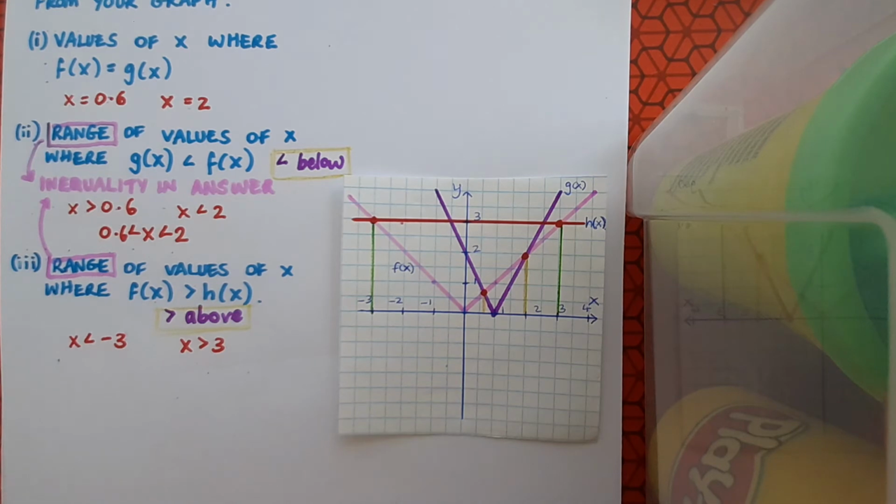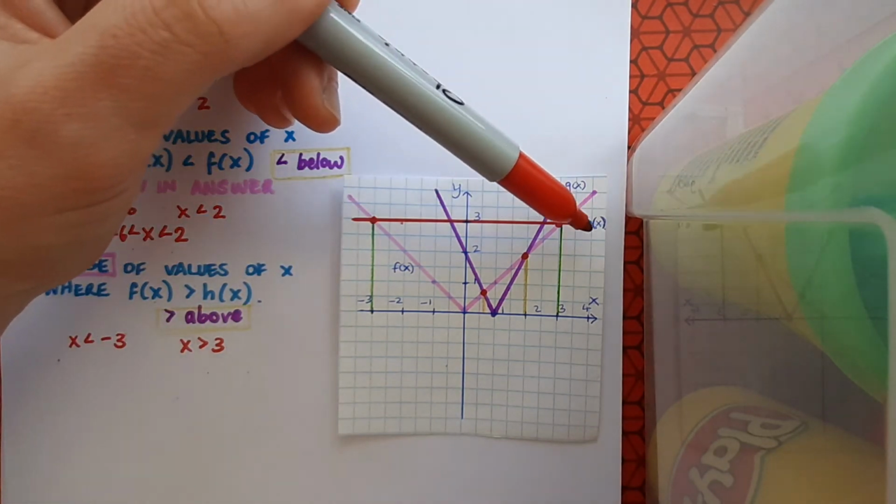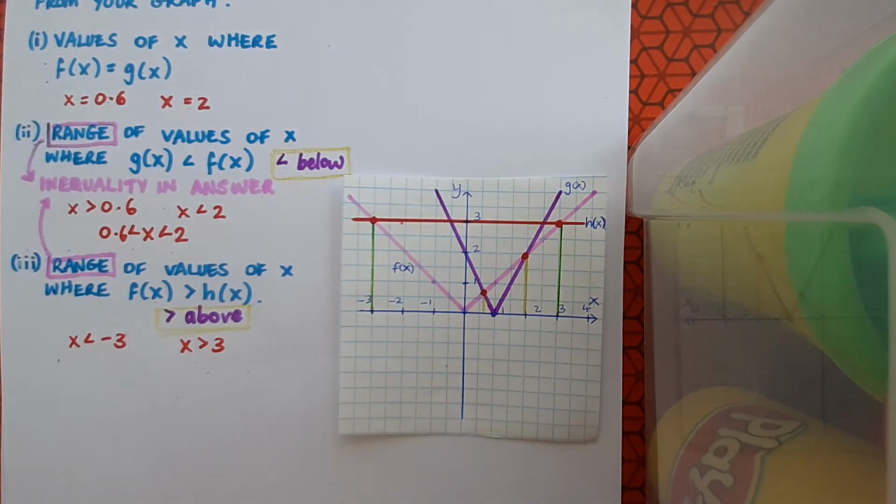In this case, there's two separate regions in which the pink function is above the red function. This part here and this part here. And since they're two separate regions, I don't run them together as one answer. I keep them as two separate answers.